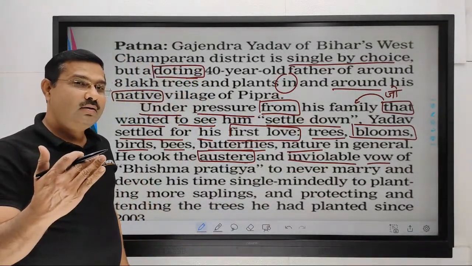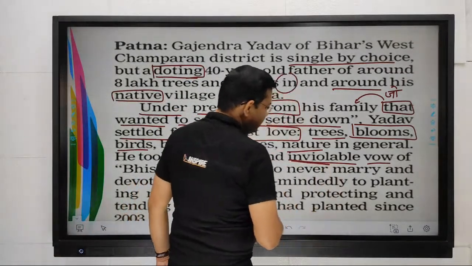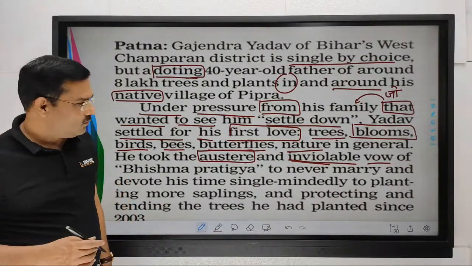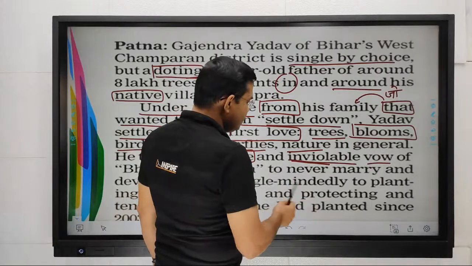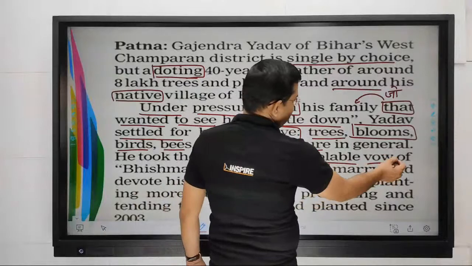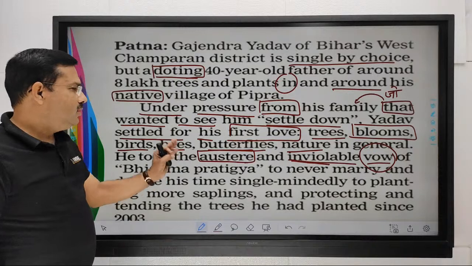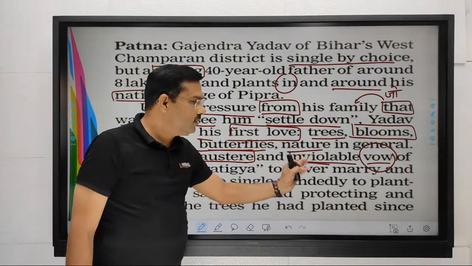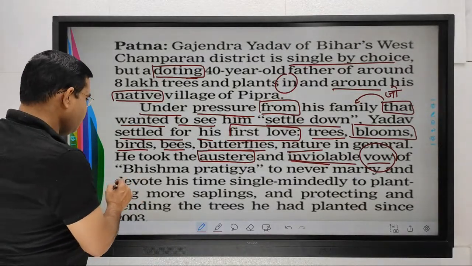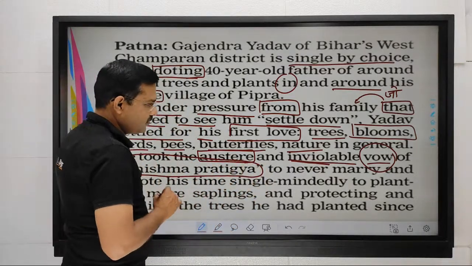Violate means to go against, उल्लंघन करना. Inviolable is what we call in Hindi जिसको तोड़ा ना जा सके, which is not easy to break, to breach. That is inviolable. Vow, oath, swear. So he took the austere and inviolable vow of Bhishma Pratigya. They wrote this thing in Hindi, you know, Bhishma Pratigya.